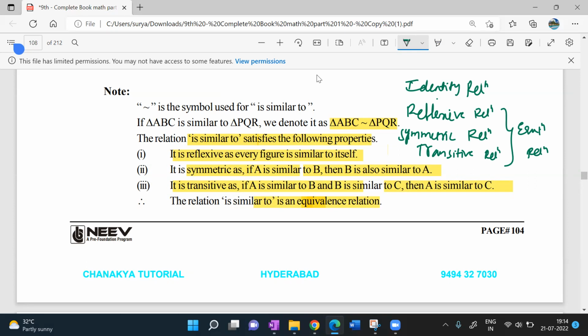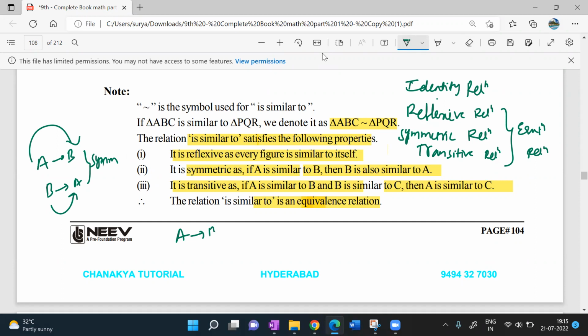So similar is nothing but what? When can you say two triangles are similar to each other? If it follows reflexive: every figure is similar to itself. Reflexive is nothing but it should reflect. Symmetric is nothing but if A is similar to B, then B must be similar to A. That is symmetric, like a mirror image.